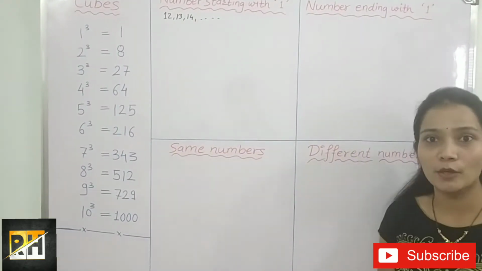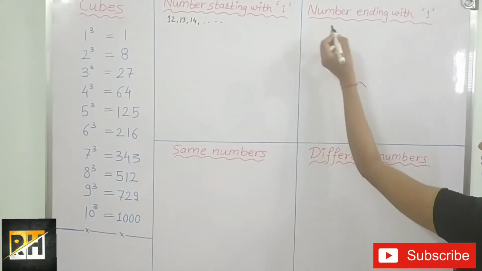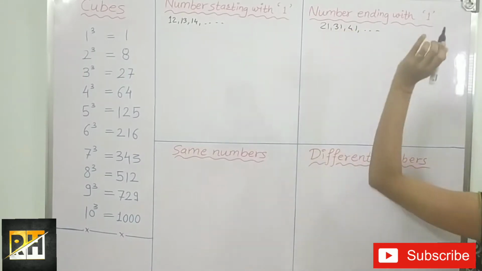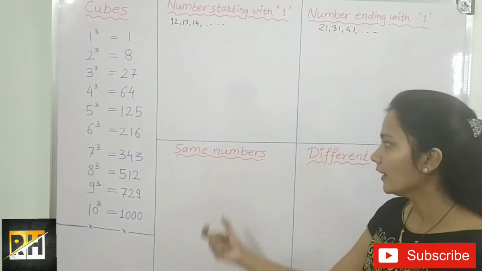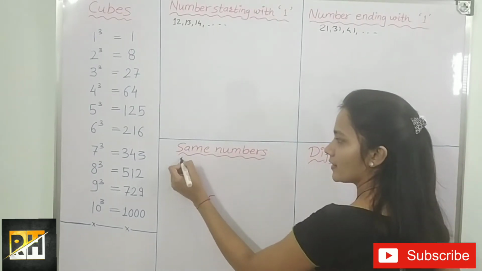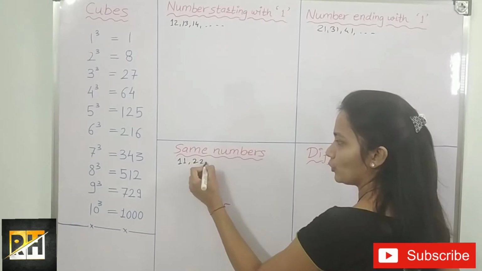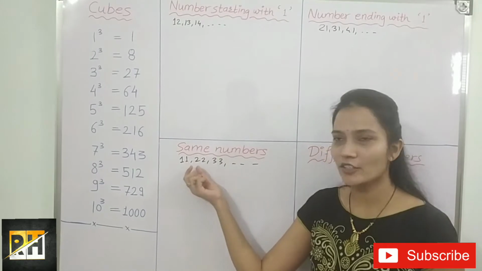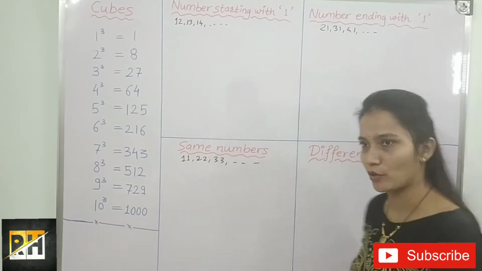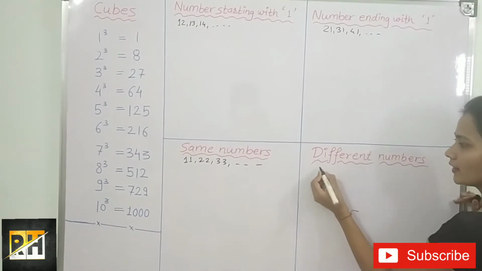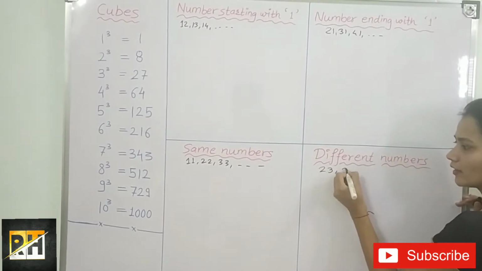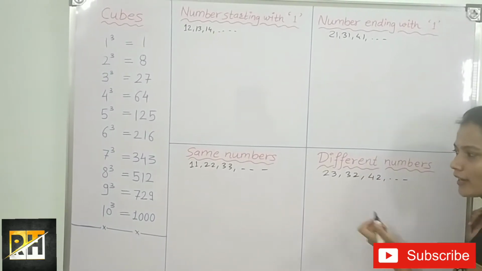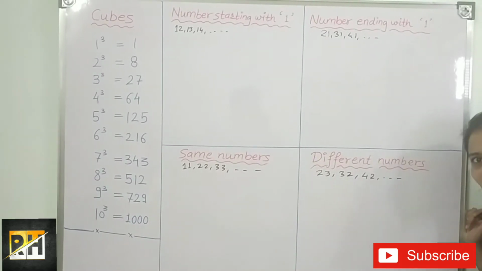The next is numbers ending with 1, means 21, 31, 41 and so on. These numbers are ending with 1. The next is same numbers, that means 11, 22, 33 and so on, because the first digit and second digit are the same. Then different numbers means 23, 32, 42. These are different numbers because the two digits are not the same.